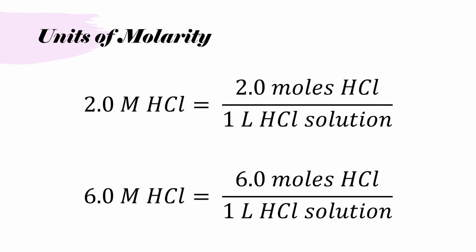So if you have 2 molar, yes, that's right, 2 molar, M is molar, you have 2 moles over 1 liter. Same thing with 6 molar. That simply means 6 moles over 1 liter.